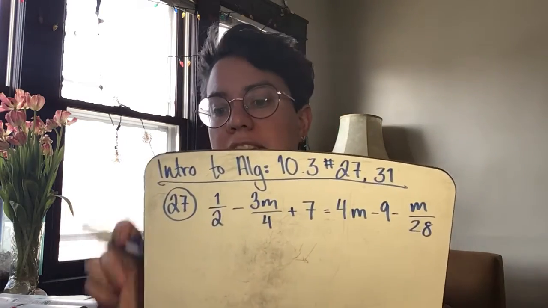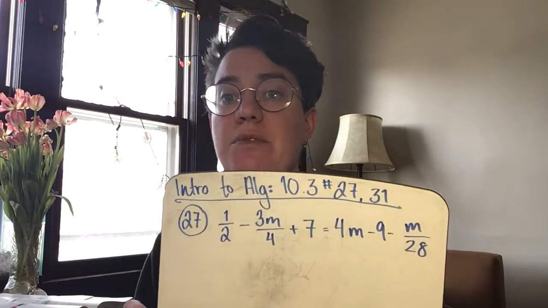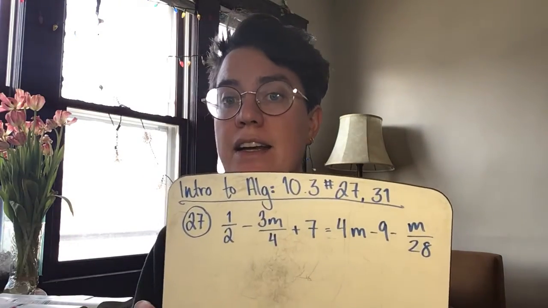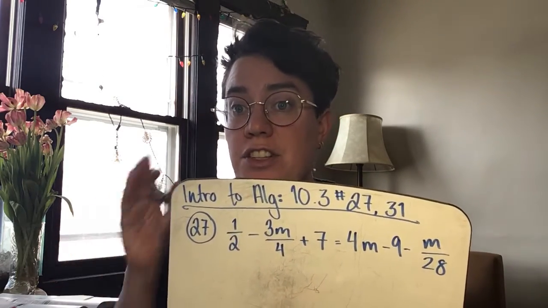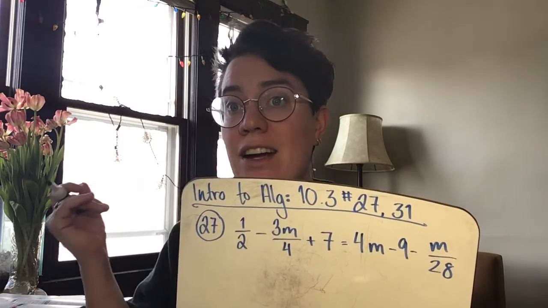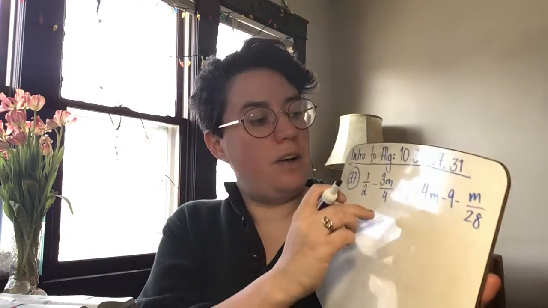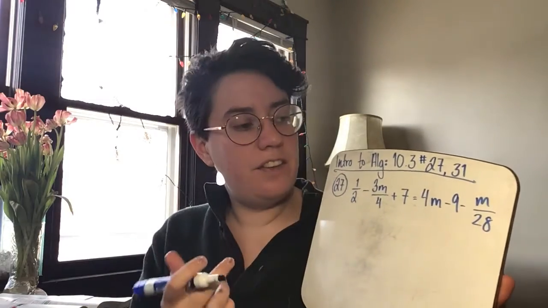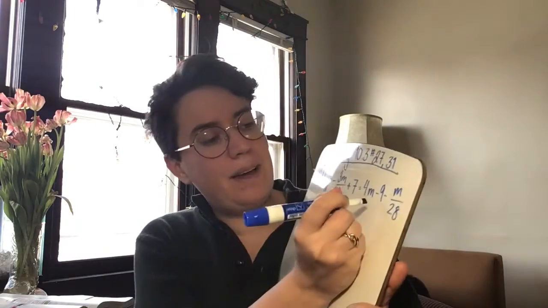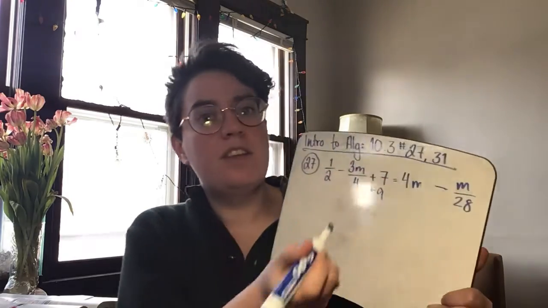So 27 says 1/2 minus 3m over 4 plus 7 is equal to 4m minus 9 minus m over 28. There's a lot of different things you could do first. The first thing I'm going to do is common denominator, and that's in this case going to be 28. Now, all of these terms need a common denominator, so instead of doing everything for all of them, I might just do a little simplifying first just by adding 9, because then that's just one less term I have to deal with here.